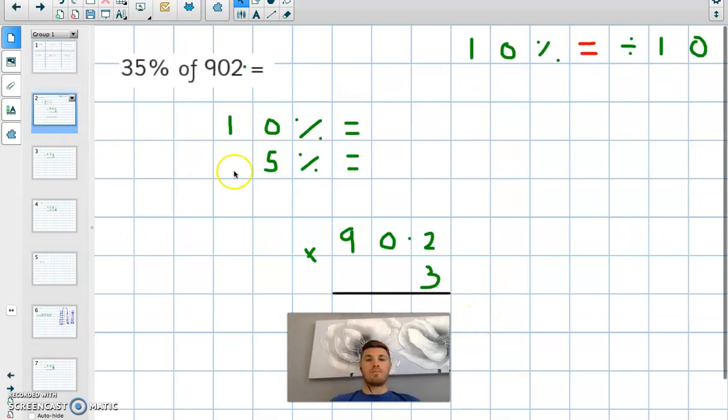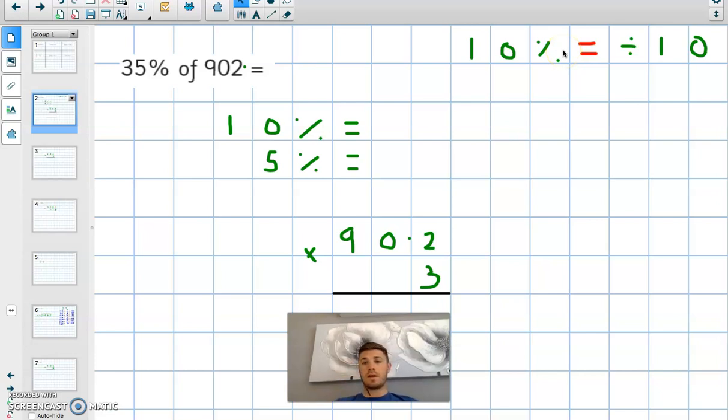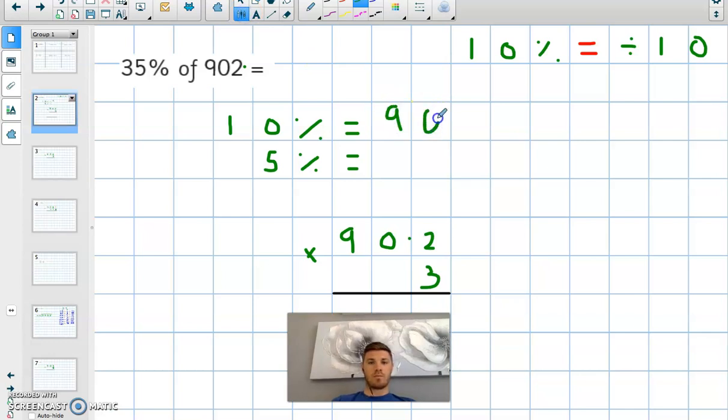So question number 1, you're finding 35% of 902. Now, I've put up here in the top right-hand corner, 10% equals dividing the number by 10. So to find 10% of 902, we need to divide it by 10. And as you know, when you divide by 10, you move all of these digits one place to the right. Now, there is an imaginary decimal point there, so you move it one place over the decimal point, which leaves us with 90.2.